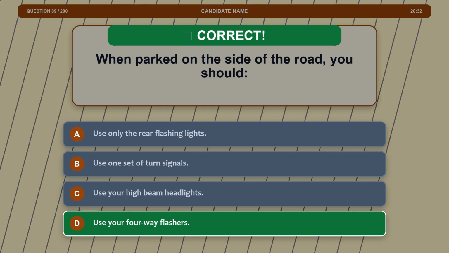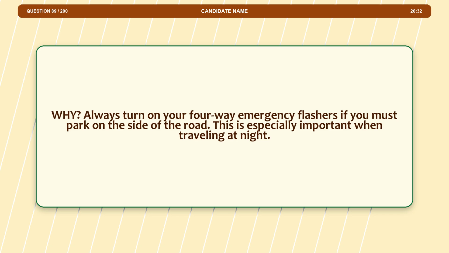The correct answer is option D. Use your four-way flashers. Explanation. Always turn on your four-way emergency flashers if you must park on the side of the road. This is especially important when traveling at night.